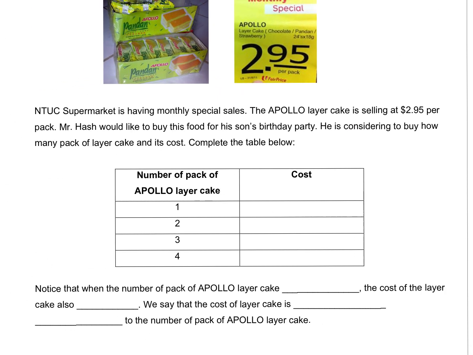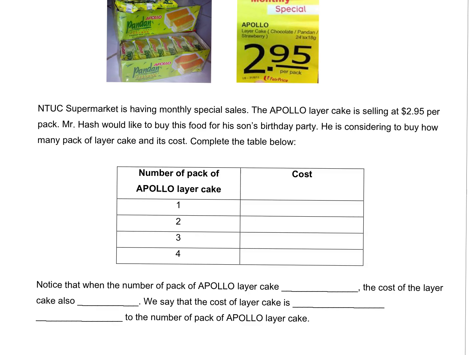is $2.95, right? By direct proportion, 2 packets cost you... Okay. Then 3 packets cost me... 8.85. 4th packet... Okay, so this is direct proportion. You just keep multiplying by 2.95.